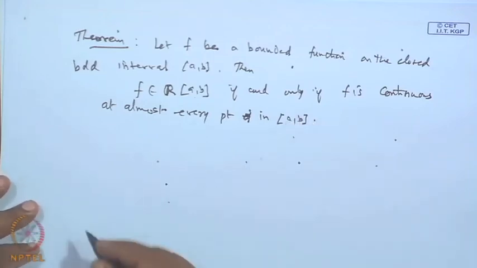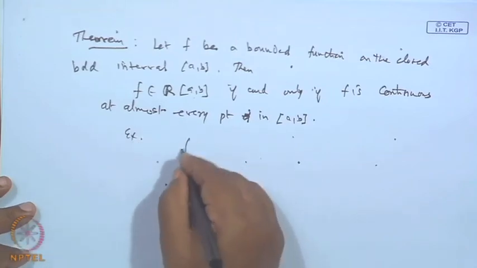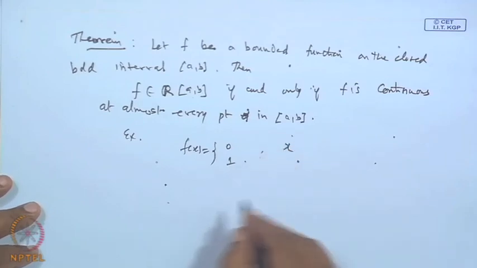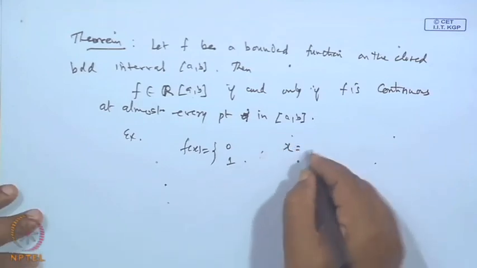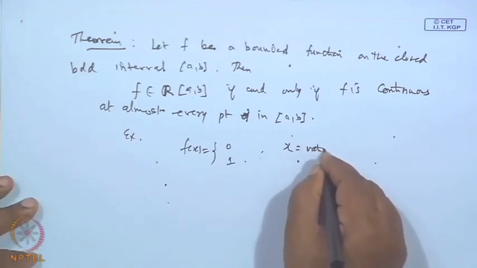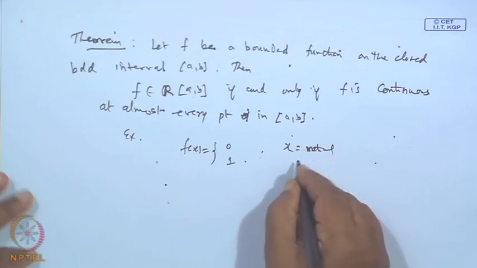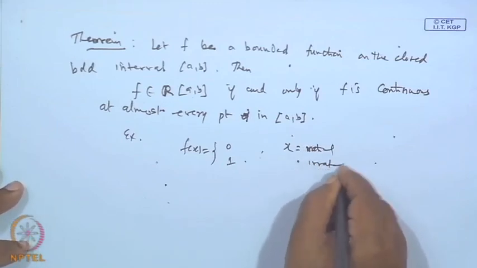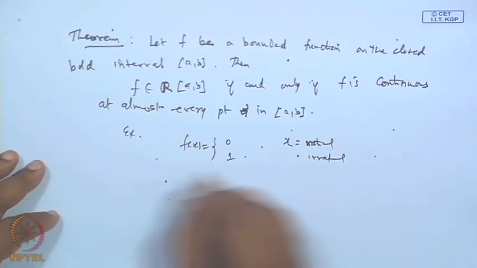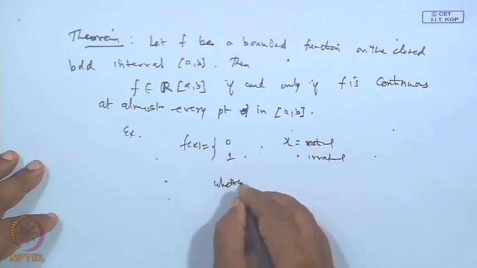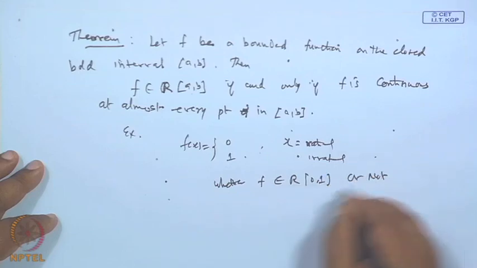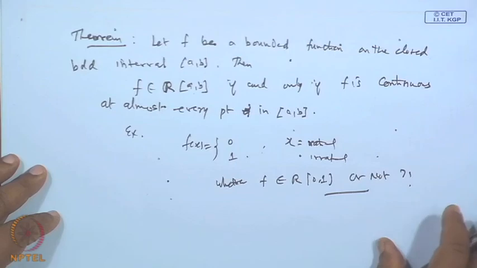For example, let us take this function. Suppose I define f of x as 0 when x is an irrational point and 1 when x is rational. This is a bounded function. Now the question is whether f is Riemann integrable over 0, 1 or not. This question we will discuss next when we go for the tutorials.